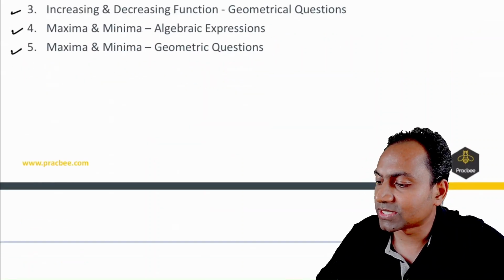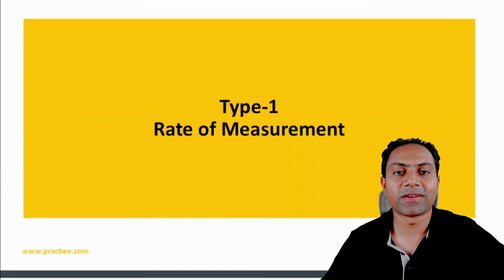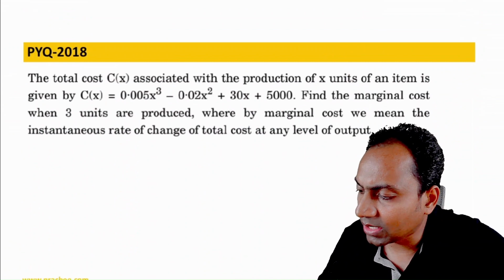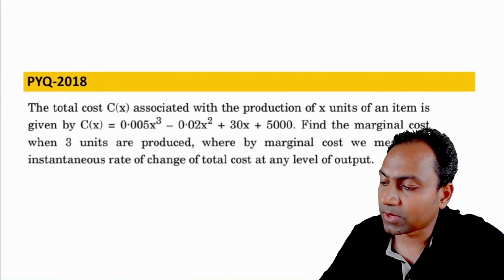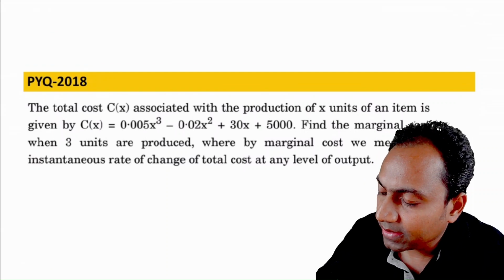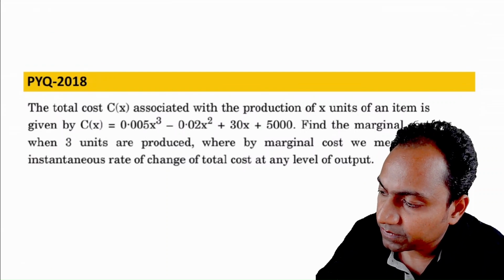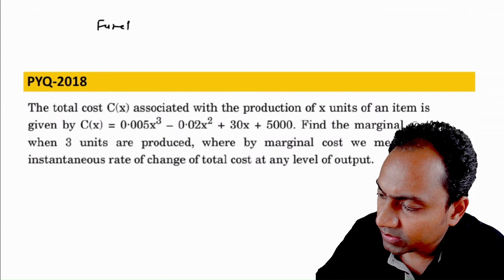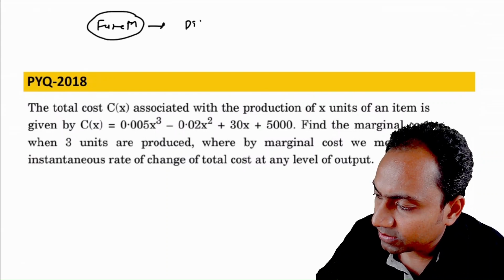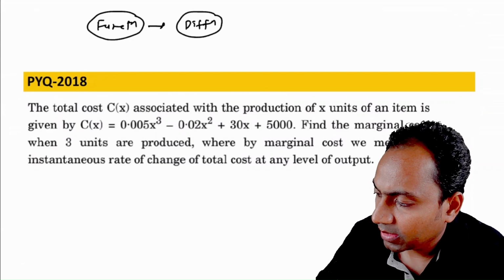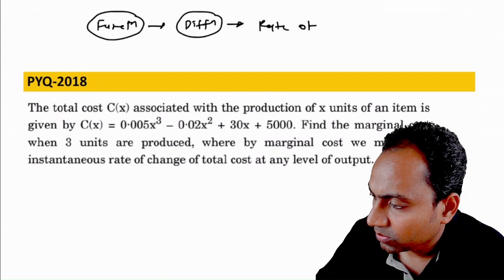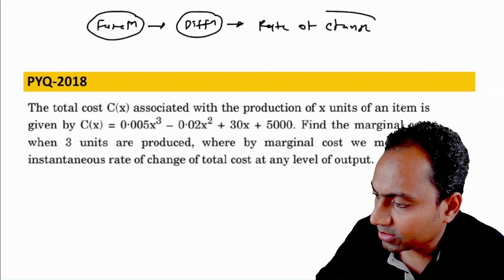Now let us first start with the first problem type, that is rate of measurement. So if I look into this problem type, what is the underlying logic? When you have to solve a problem, like we'll see in this 2018 question, we will start by formulating a function. Once we have formulated a function, we are going to differentiate it. And from there, we will get the rate of change. So we are going to use this algorithm to solve problems.